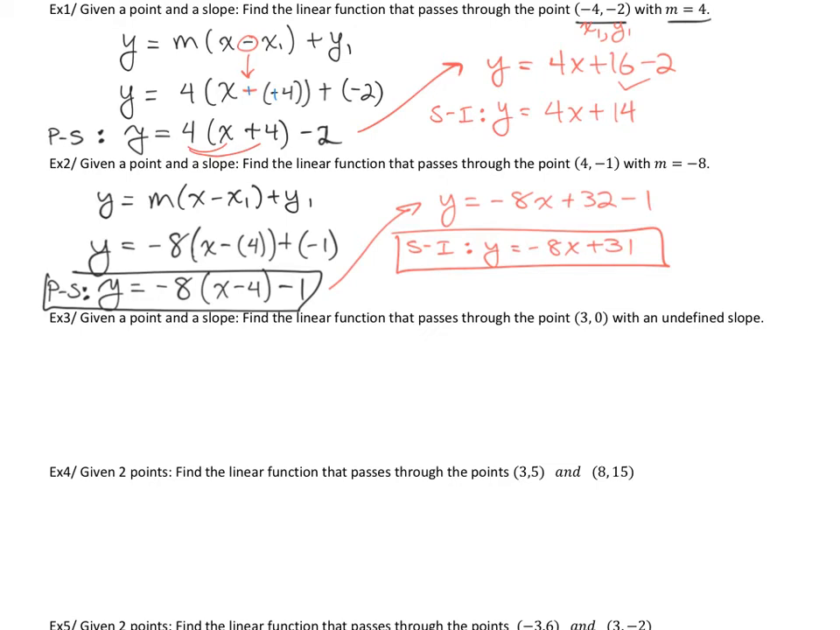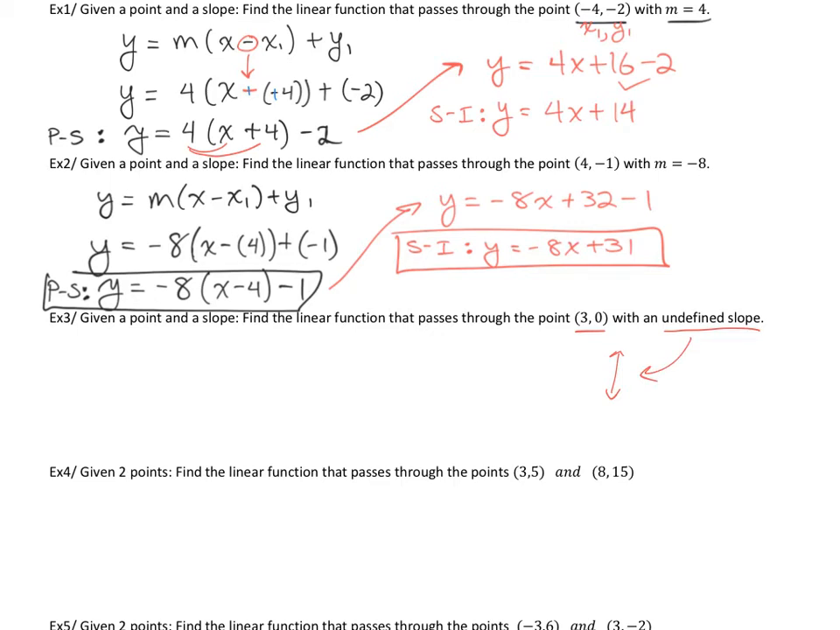Example 3. One way to think of this is that the linear function passes through this point, 3, 0, with an undefined slope. What that means, if you have an undefined slope, if you remember from the first page, that means you have a vertical line. So the undefined slope tells you a vertical line.